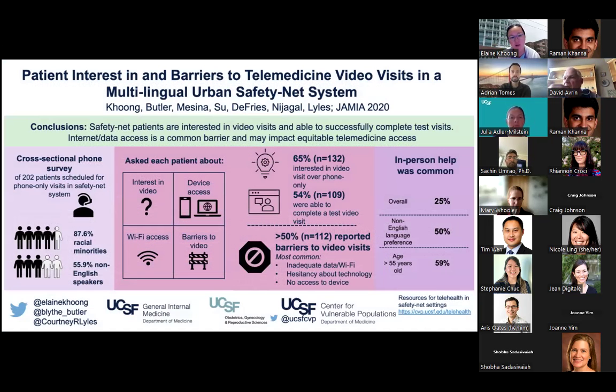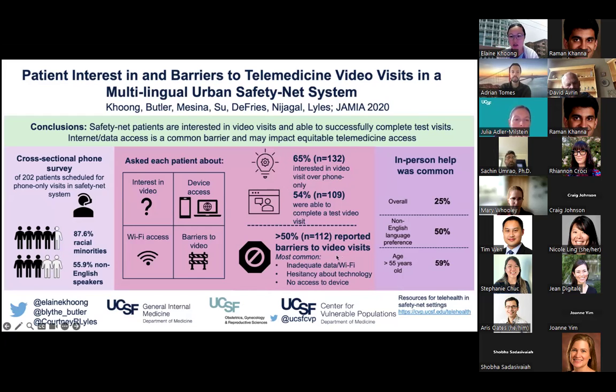And just to highlight that further, we asked about 200 patients who were initially scheduled for phone visits with us if they wanted to switch to video visit. There's a bunch of things going on this screen, but let me highlight a couple. Two-thirds were interested in switching. About 55% were able to complete a test video visit, which was basically hopping into a Zoom. We had lots of really motivated, interested med students supporting at this time. But a lot of our patients had barriers, not surprisingly, data, Wi-Fi, technology, access to a device.